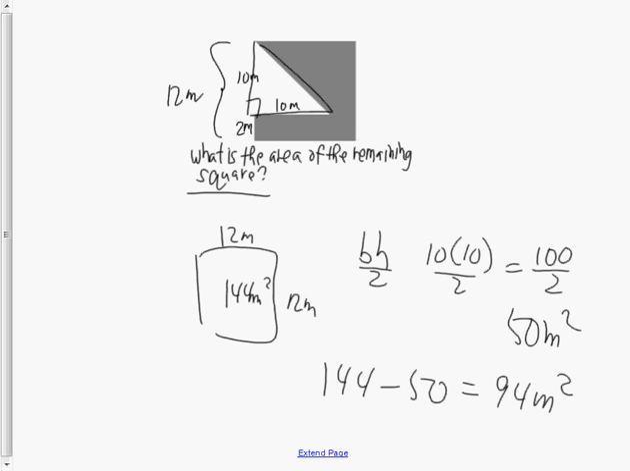Okay. And if I wanted to make a formula for that, it would have been side squared, or length times width, take away base times height divided by 2. That would be the formula I could use for that one.